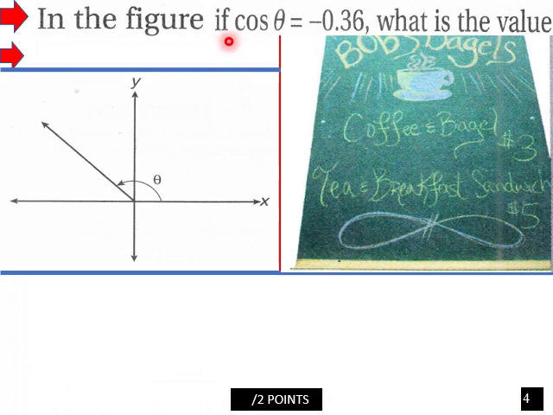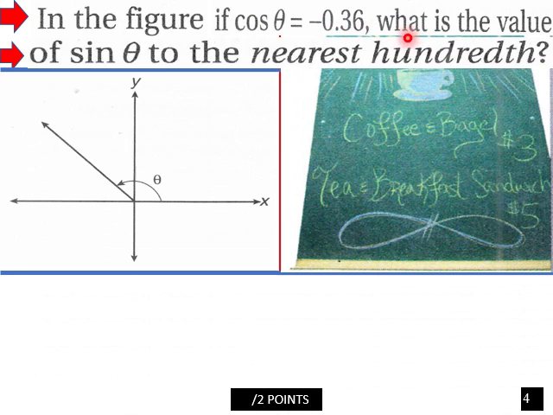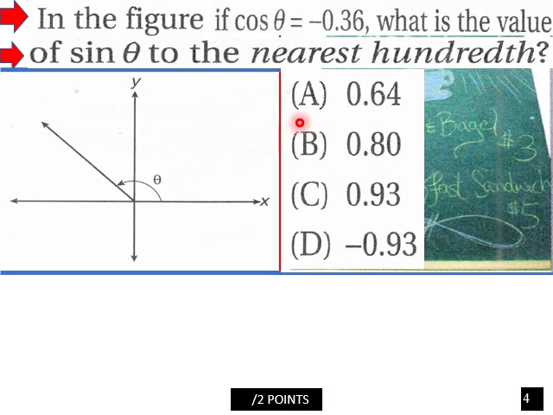Okay, let's go into an example. In a figure, if cosine theta equals -0.36, what is the value of sine theta to the nearest hundredth? These are our possibilities, to the nearest hundredth.